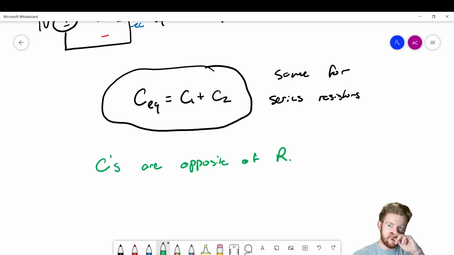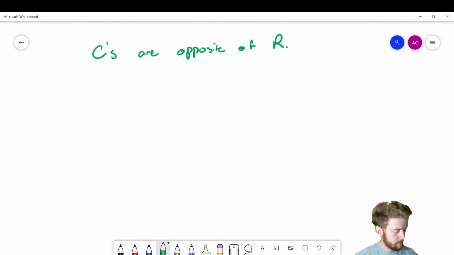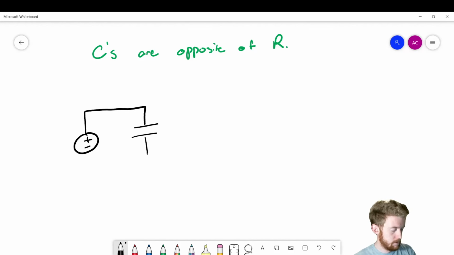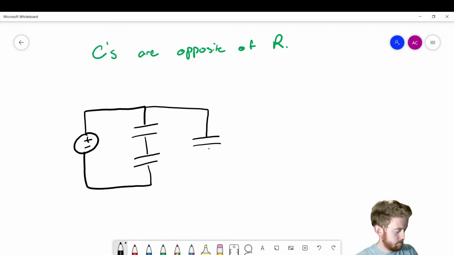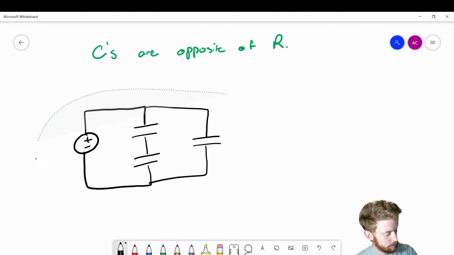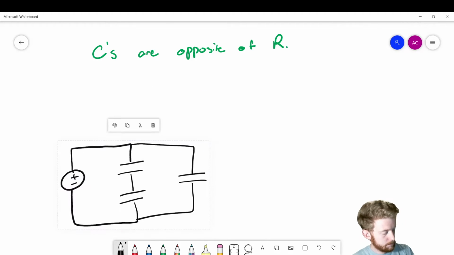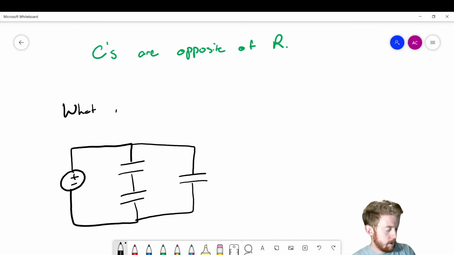Okay, so let's look at an example. So let's say we have a source. We don't even need to know the value of this source for this one. Okay. We have these 2 capacitors in series like this, and then 1 in parallel. So this is going to be asking, let me move this down a little bit so I can write the problem. I'm going to ask, what is Ceq? So what is the equivalent capacitance that source is seeing?